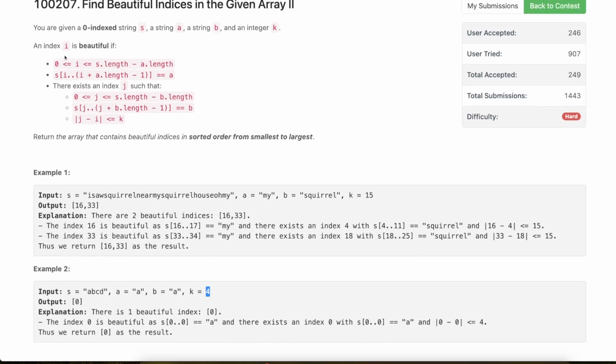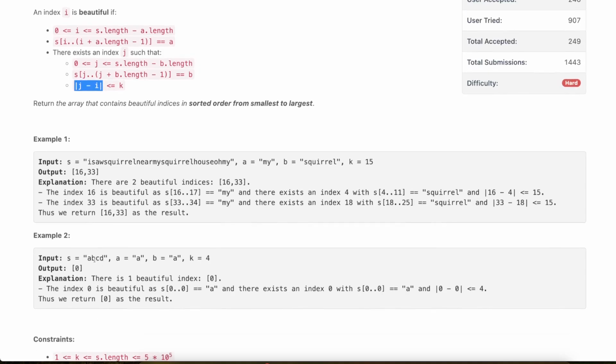Now the first criteria is that there should be an index i such that starting at i and ending at i plus a.length minus 1, we have exactly the string a. Similarly, the second criteria is there should be an index j such that starting at j and ending at j plus b.length minus 1, there is the string b. So basically, starting from i there should be a, starting from j there should be b, and the modulus of j minus i should be less than or equal to k.